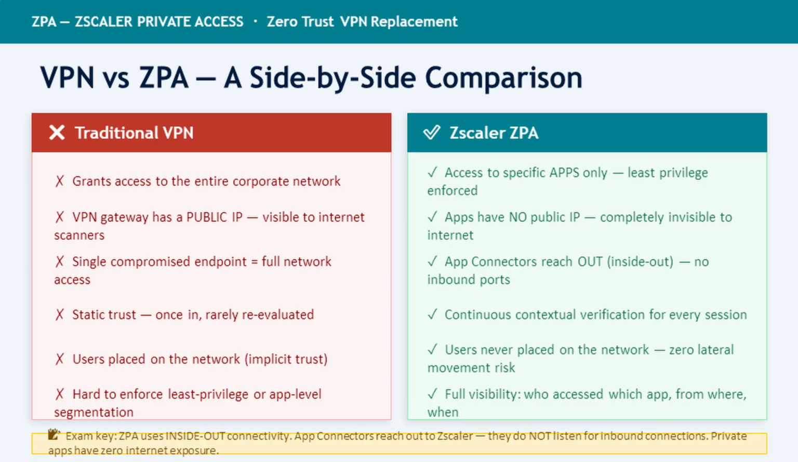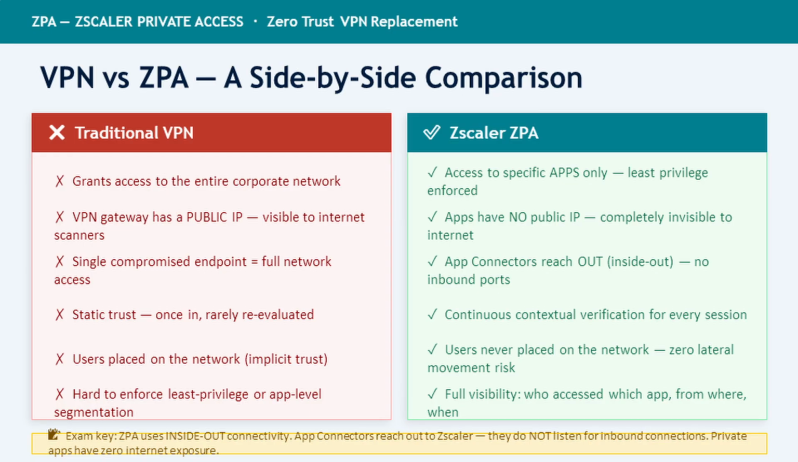App segments in ZPA work completely differently. Access is bound to specific FQDNs, IPs, and ports, not network segments. Users can see only the applications their policy allows. Even if two applications share the same underlying physical network, a user authorized for app A cannot see or reach app B.